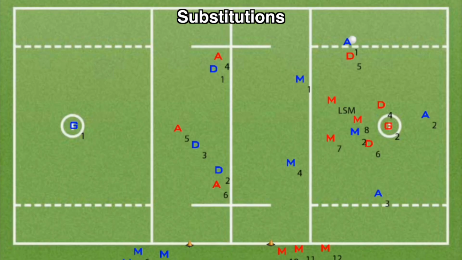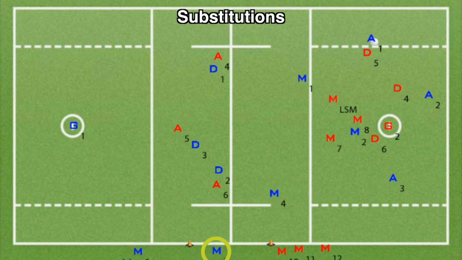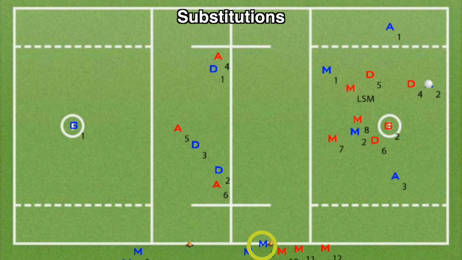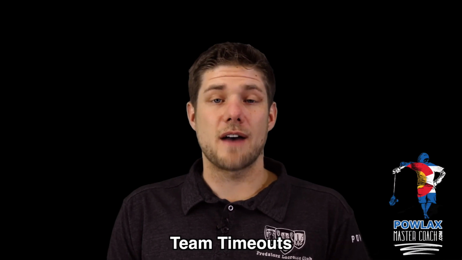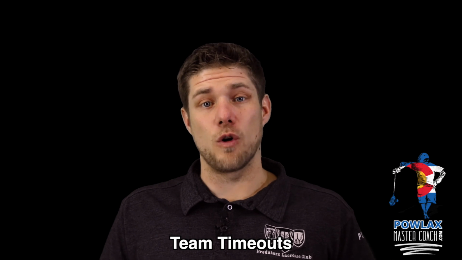The 14U rule set is the first rule set that will allow for on-the-fly substitutions. An on-the-fly substitution is when the game is going on, a player who is on the field can step off the field and a new player will come on. All on-the-fly substitutions must happen in the table area, which is also called the box. Each team gets 2 timeouts per half as well as 1 timeout in each overtime period.